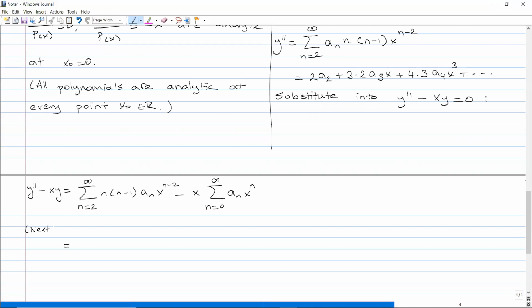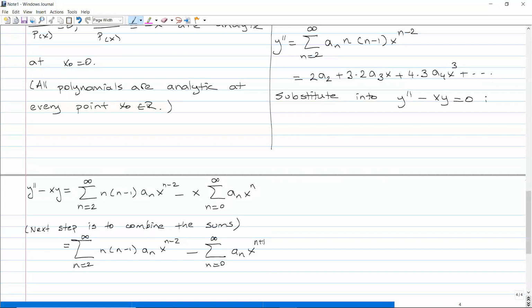So next step is to combine the sums. So we need to do some manipulations first. First of all, we have x times the series, so let's take that x inside. The first sum stays the same. And the next sum, I take the x inside, I multiply all the terms of the sum with x, so x to the n becomes x to the n plus 1.